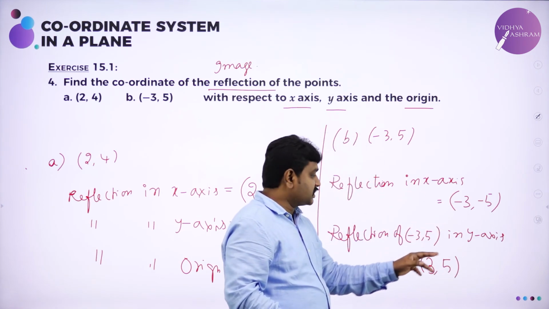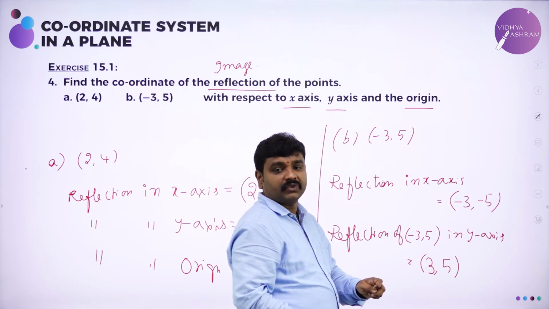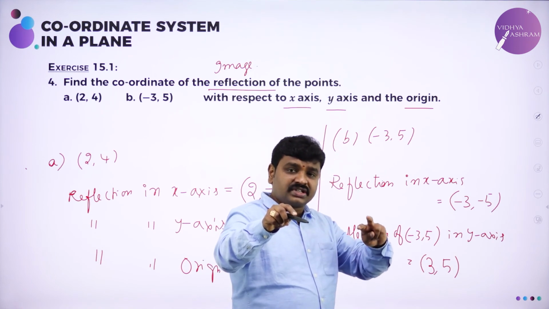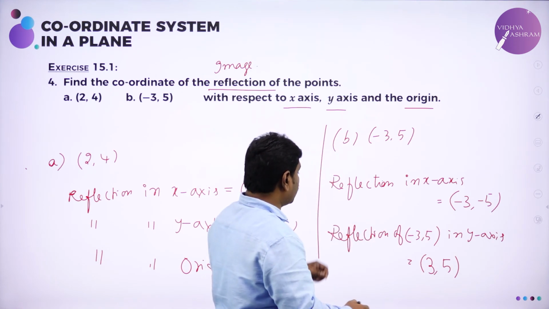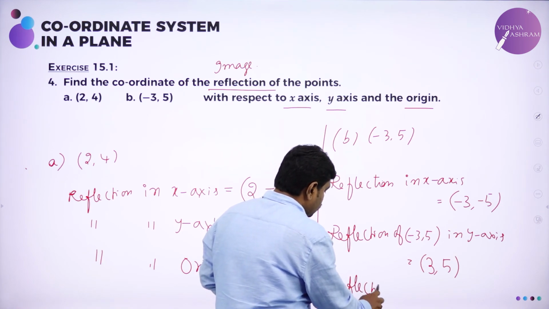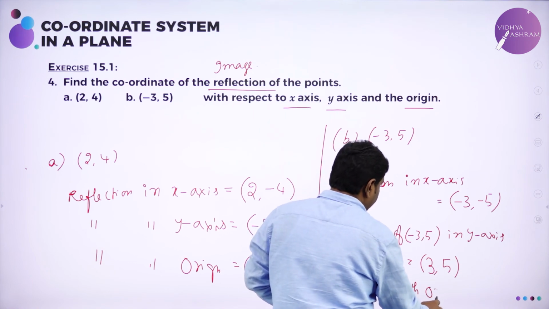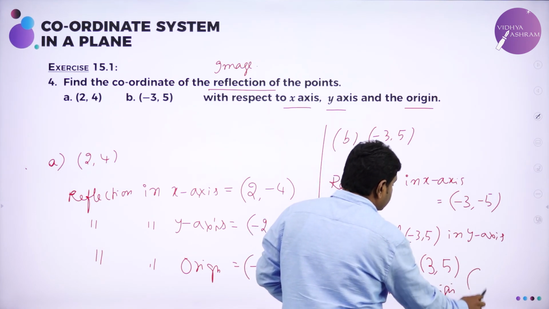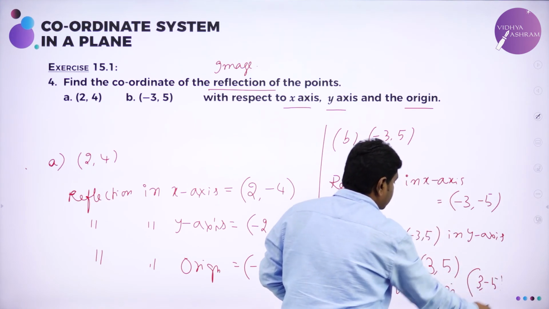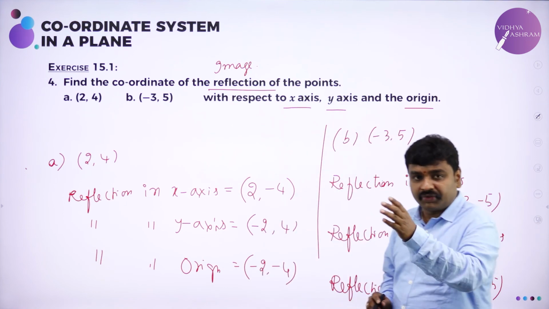With respect to the y-axis, the y coordinate 5 remains, but the x coordinate sign changes. With respect to the y-axis, change the sign of x. With respect to the x-axis, change the sign of y. And reflection in the origin, or with respect to the origin, both signs change. Minus 3 becomes plus 3, 5 becomes minus 5. That's it. Now we have done reflection. I hope all of you understood this.